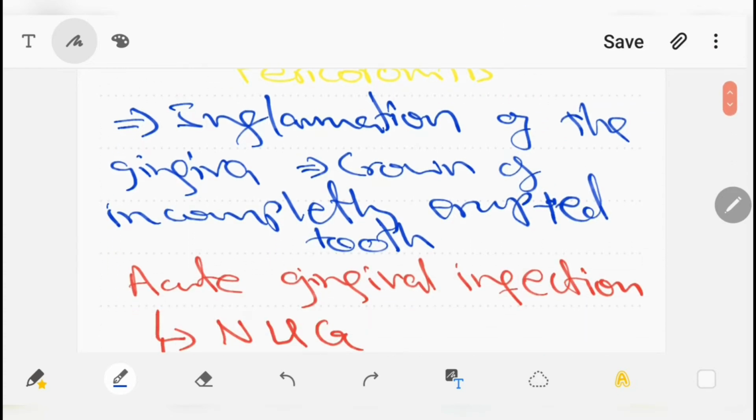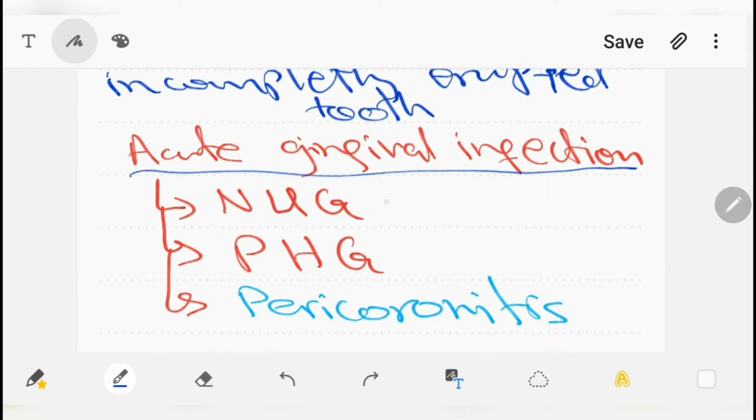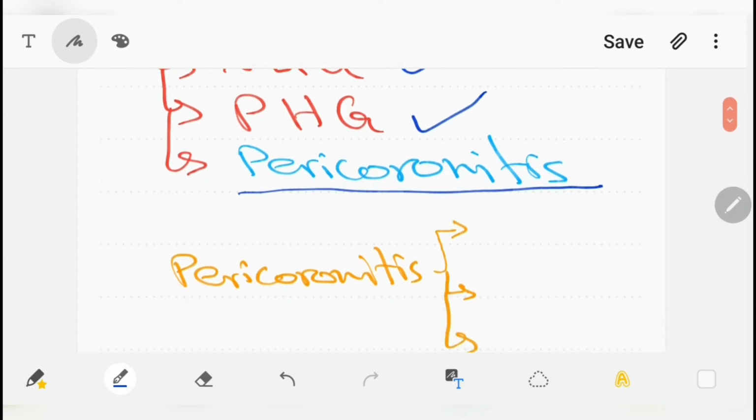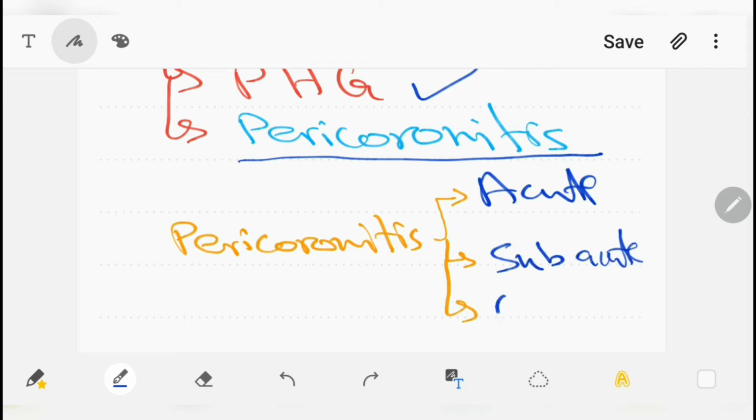So pericoronitis is also part of acute gingival infections. I have made separate videos about necrotizing ulcerative gingivitis and primary herpetic gingivostomatitis, and in today's video I will be discussing specifically pericoronitis. Pericoronitis can be classified as acute, subacute, or chronic.